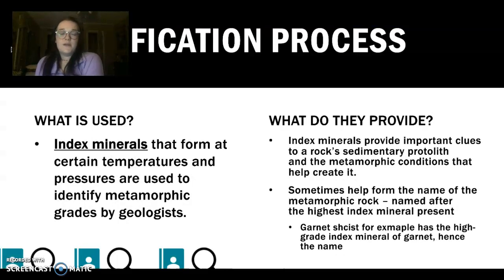The identification process. What is used? Index minerals that form at certain temperatures and pressures are used to identify metamorphic grades by geologists. What do they provide? Index minerals provide important clues to a rock's sedimentary protolith and the metamorphic conditions that help create it. Sometimes they help form the name of metamorphic rocks, and they're named after the highest index mineral present. Garnet schist, for example, has the high-grade index mineral of garnet, hence the name.